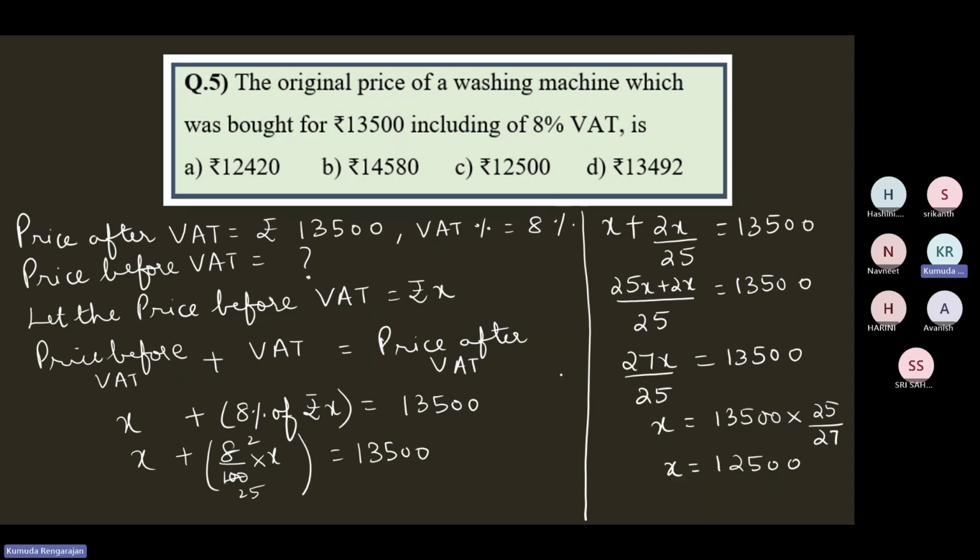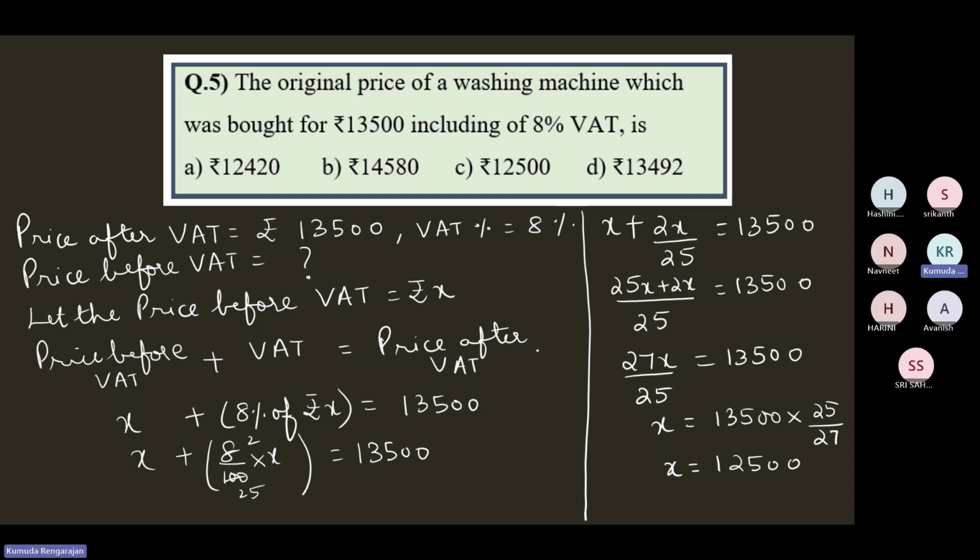Good. So we'll use these two phrases: price after VAT, price before VAT. Price before VAT is the price before VAT percentage is added, and price after VAT is the price after the VAT percentage is added. That is the final sale price. So here that final sale price is given. Price after VAT is added is rupees 13,500, and the percentage of VAT is 8%. And you have to find the price before VAT was added.